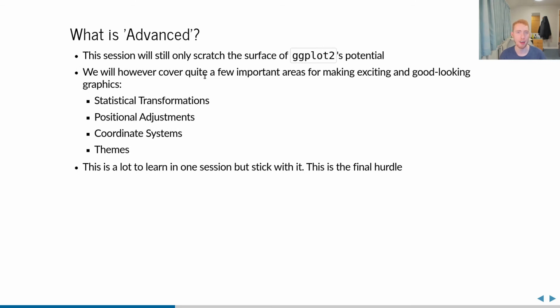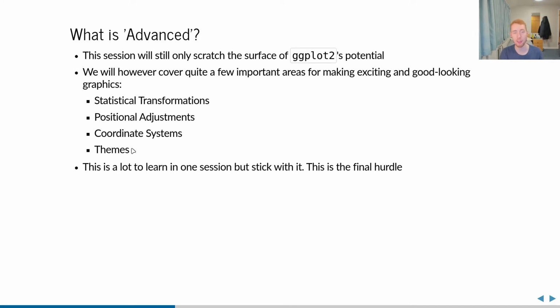Okay, so when I say advanced, what do I mean? Here's the thing: ggplot and all the Tidyverse is a very massive world. There's a lot of stuff you can do with it, and really a lot of powerful stuff. So even in this session, we're only going to scratch the surface of what ggplot can do, or the full scope of customization. So we're going to cover the most important things for making some exciting and good-looking plots. The three things I mentioned before: statistical transformations or stats, positioning, coordinate systems, and finally theming, which is how we make our plot look a certain way.